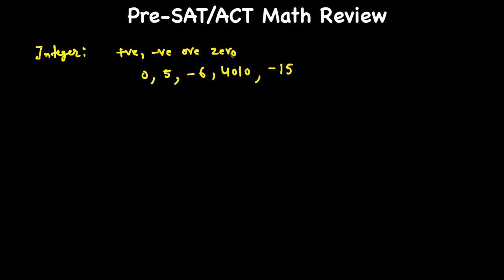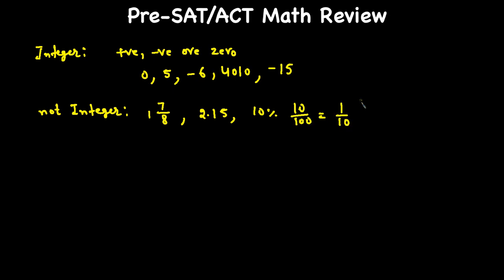And the numbers that are not integers, so let me write those too. Not integers. For example, some fractions, or a mixed number like 1 and 7/8, decimals like 2.15, or 10%, which can be written as 10 over 100 or 1 over 10. So these are not integers. Okay, so an integer is a whole number that can be positive, negative, or zero.